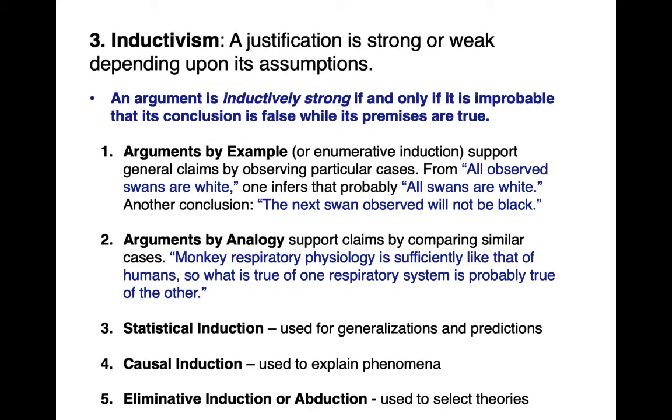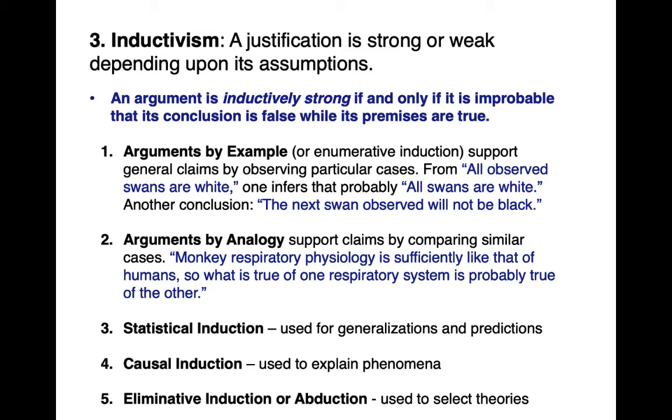I want to give examples of 5 kinds of induction here. I'm never going to ask you to identify the kind of induction, but I want to show you how this works. Recall that an inductive argument is inductively strong, if and only if it is improbable that its conclusion is false, while its premises are true. Strength or weakness depends upon those assumptions. An argument is only as strong as its weakest assumption.